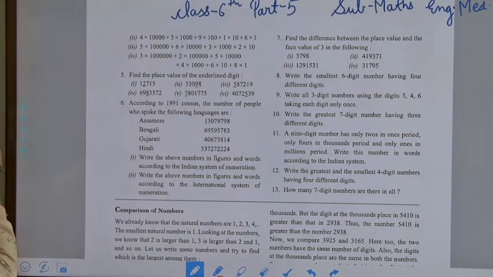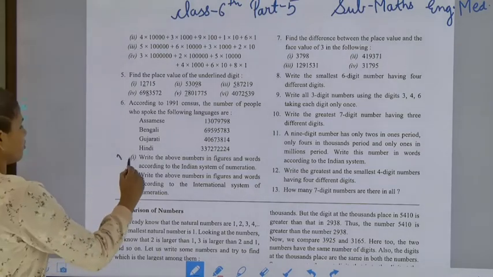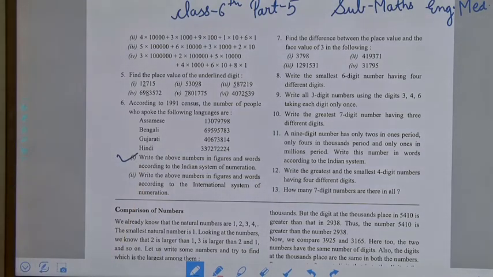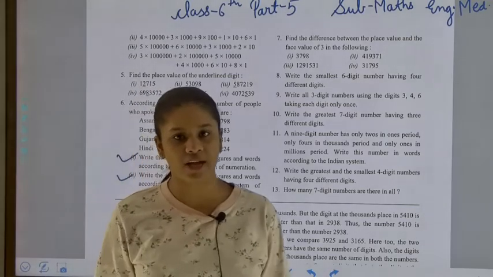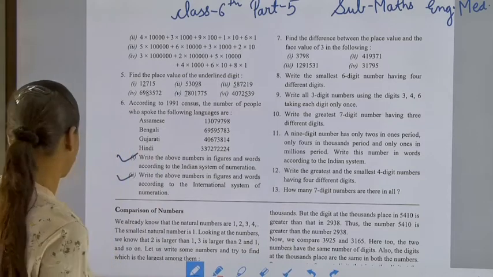In our previous video, we had already completed the first part of the sixth question. Now today we will start from the second part. That is, we have to write the numbers into the international system of numeration. Let's start with the second one.